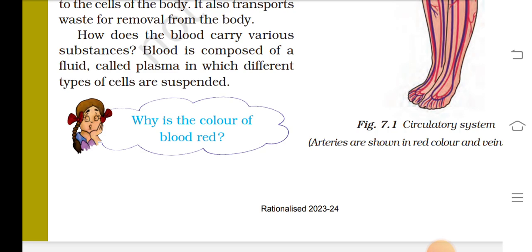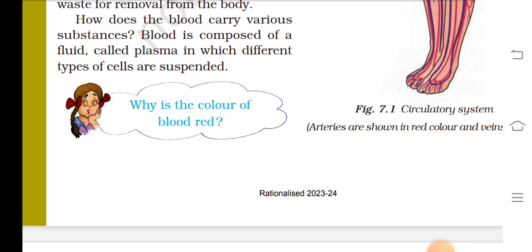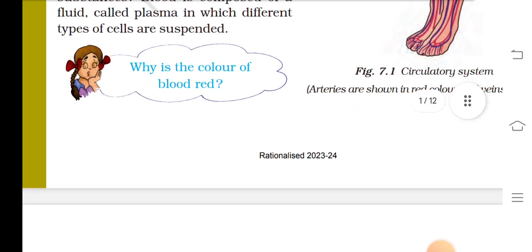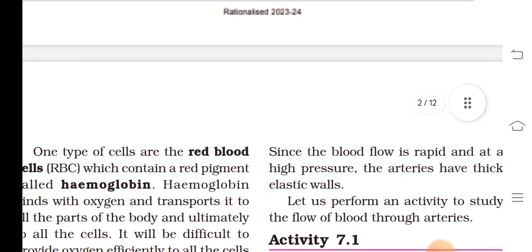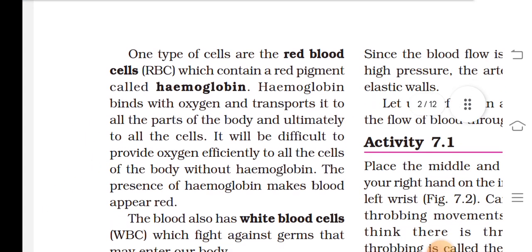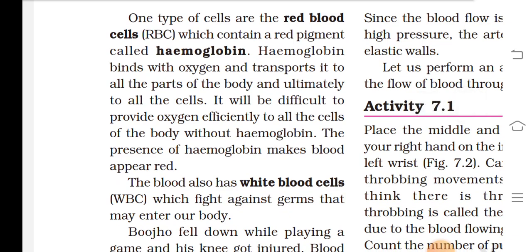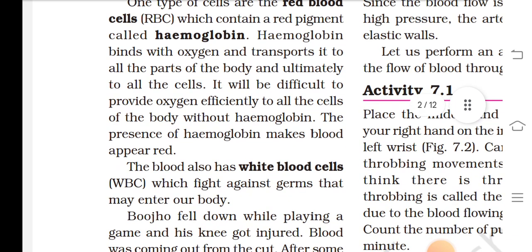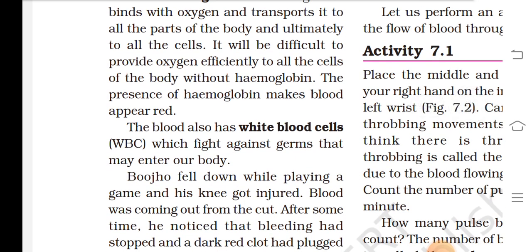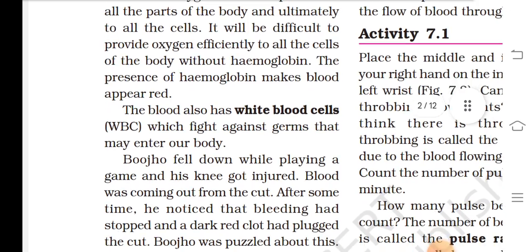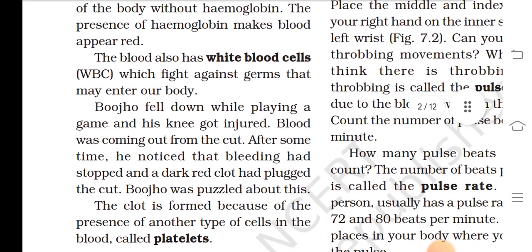Blood is composed of a fluid called plasma in which different types of cells are suspended. Why is the color of blood red? One type of cells are the red blood cells (RBC), which contain a red pigment called hemoglobin. Hemoglobin binds with oxygen and transports it to all the parts of the body and ultimately to all the cells. Without hemoglobin, it will be difficult to provide oxygen efficiently to all the cells of the body. The presence of hemoglobin makes blood appear red.